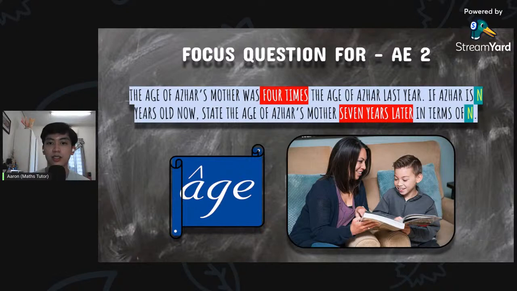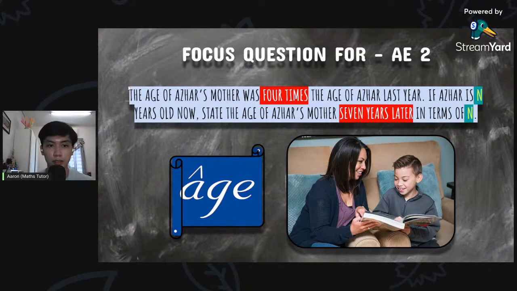And then it says if Azhar is n years old now. So dia cakap umur Azhar, dia represent dengan n, dengan unknown n. And then state the age of Azhar's mother 7 years later in terms of n. So we need to state, in terms of n, 7 years later. This is the final answer we need to find.